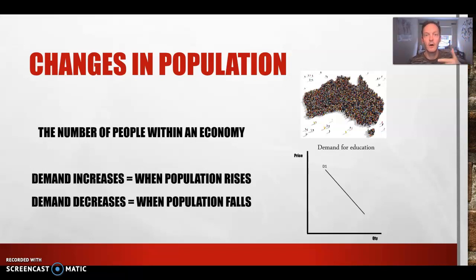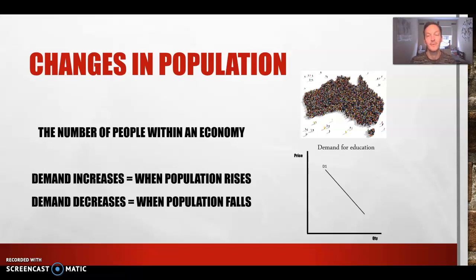Yeah, the bringing in of people from other countries. There is an increase to demand when population rises, and there's a decrease to demand when population falls, purely because there's just less customers. All right. So make a prediction here. What's going to happen to the demand for education after there's an increase in demand?